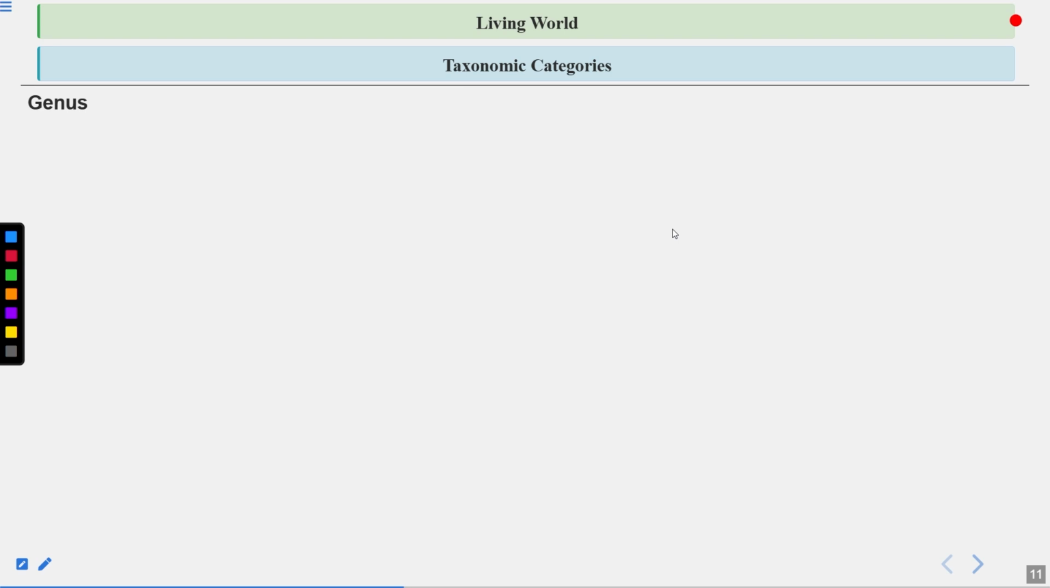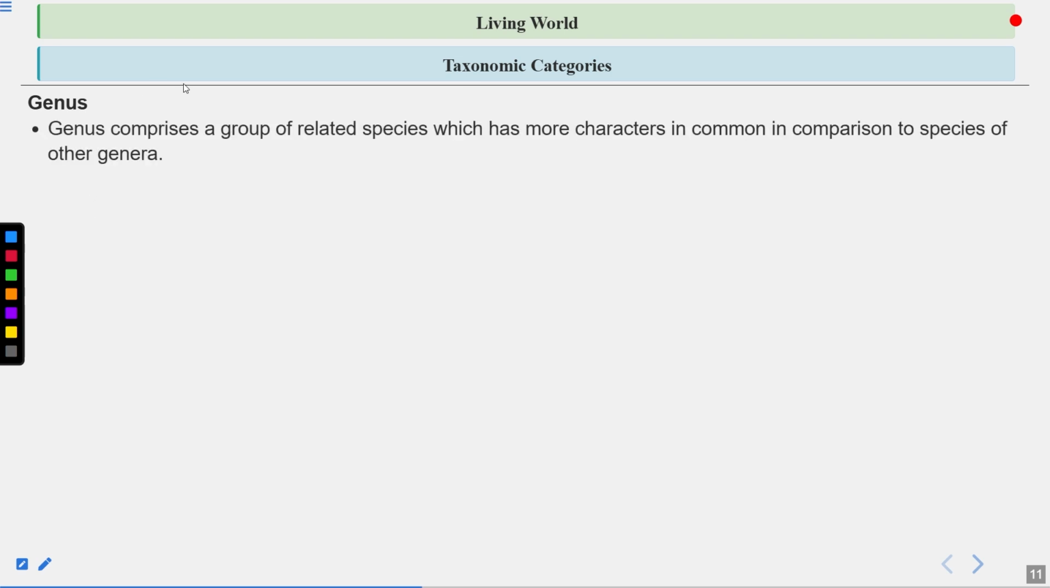Let's talk about the genus now. A genus comprises a group of related species which has more characters in common in comparison to species of other genera. What is a genus? It is a group of related species which has more characters in common in comparison to species of other genera. Now, we can say genera are aggregates of closely related species.